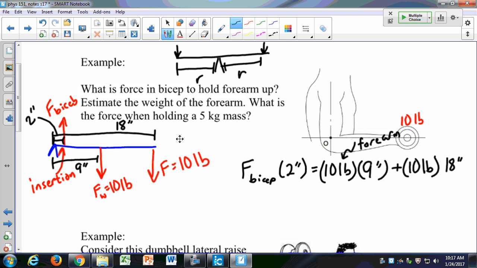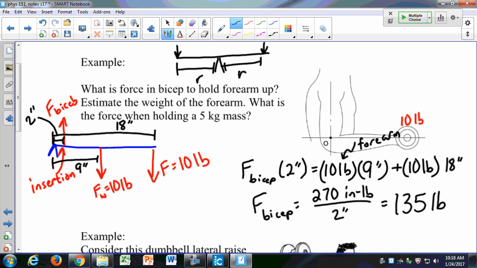Now, these are funky units. These are inch pounds, which isn't really something we use very often, but it's still okay. Now, I can solve this for the force of the bicep. This is 90 plus 180. That's 270 inch pounds divided by 2, right, 2 inches. The inches cancel out. And to lift that 10-pound dumbbell, we need 135 pounds of force. Just making some estimates about the weight of your forearm and the like, we need 135 pounds of force.